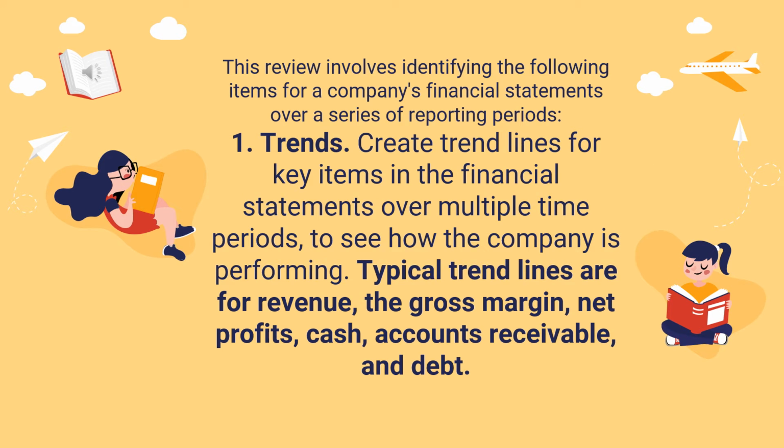This review involves identifying the following items for a company's financial statements over a series of reporting periods. Number 1, trends. Create trend lines for key items in the financial statements over multiple time periods to see how the company is performing. Typical trend lines are for revenue, the gross margin, net profits, cash, accounts receivable, and debt.